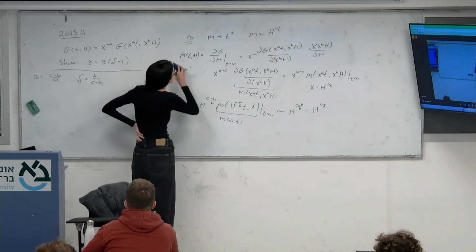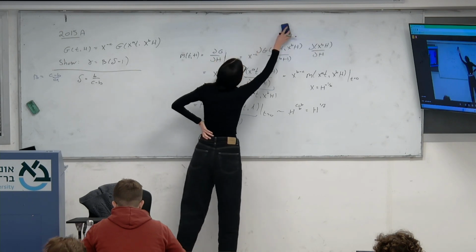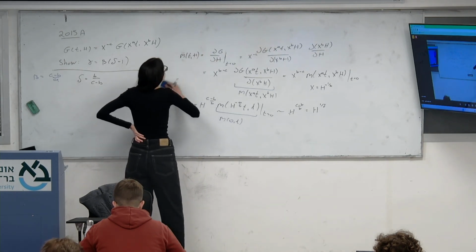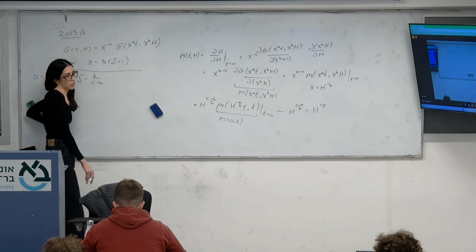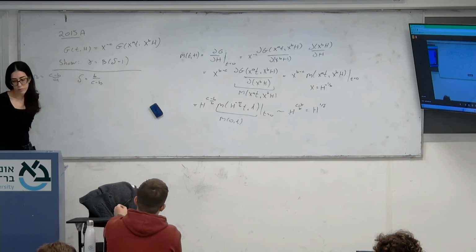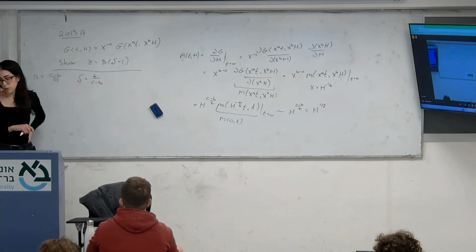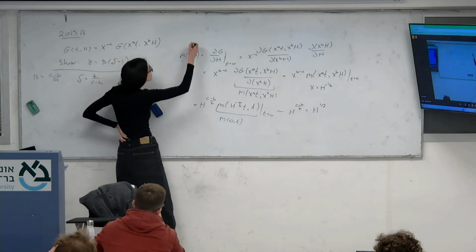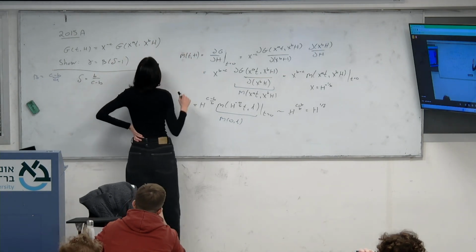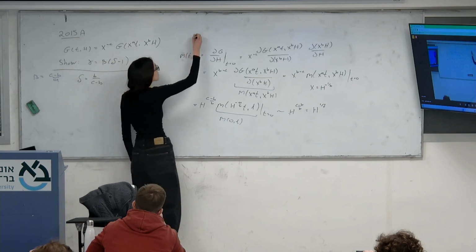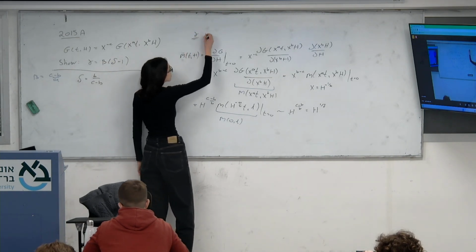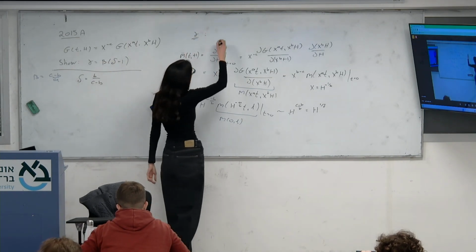Okay, so if you have questions, that's the time to ask, because we don't have a lot to do today. So the last exponent that we need to find is gamma. This is the exponent that relates to the susceptibility.